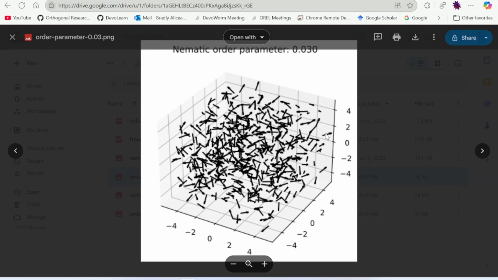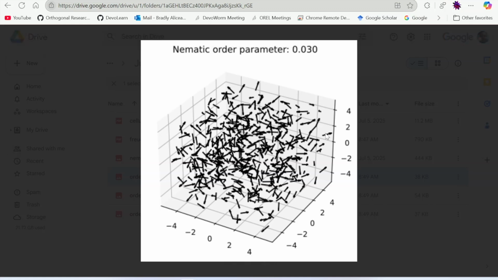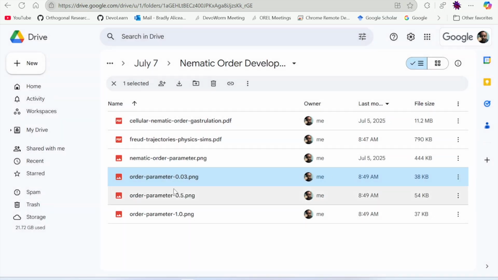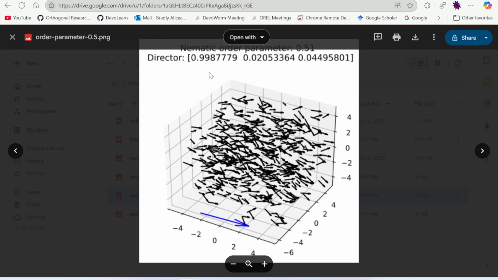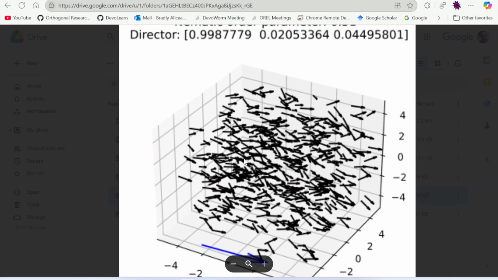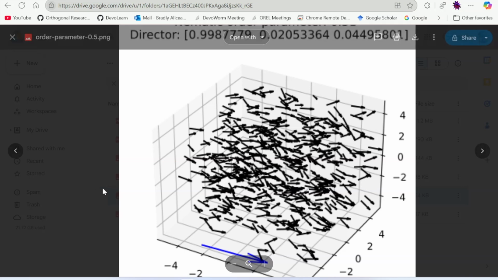So you can see that there is no order here. These trajectories are at all different angles in this space, and so they're all in different orientations. An order parameter of 0.5, where there's a director and then there are some other orientations, you can see that there's a little bit more order. They're kind of in the same direction, but they're a little bit off. You're starting to get the sort of nematic order, but it's not quite there.